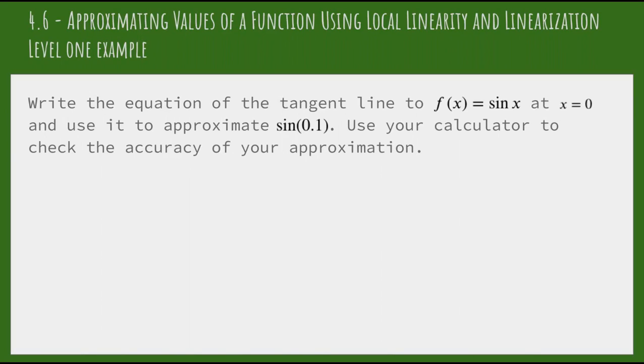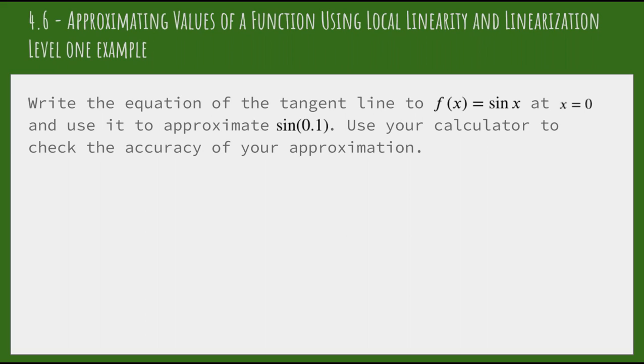Let's take a look at a few examples of how we're actually going to use this linear approximation. So first example here, we're going to use the line tangent to the curve f of x equals sine of x at x equals 0 to approximate sine of 0.1. And then we're going to confirm that our answer makes sense, that it's a pretty good approximation, using our calculator and see how accurate it is.